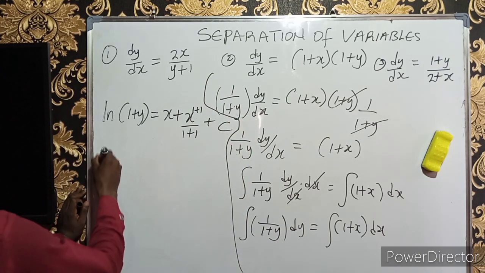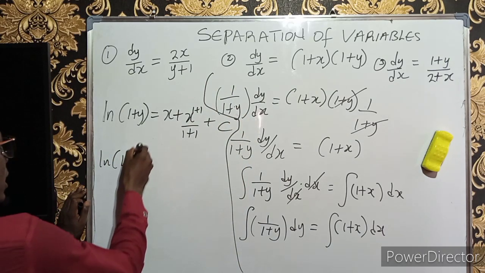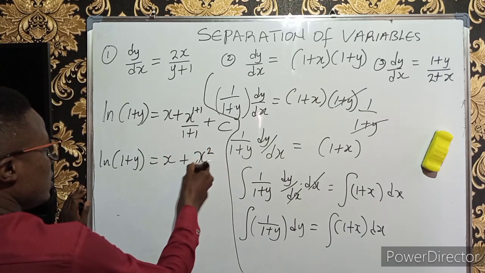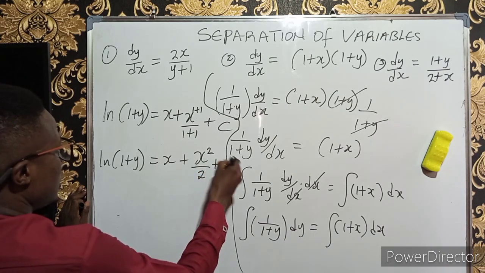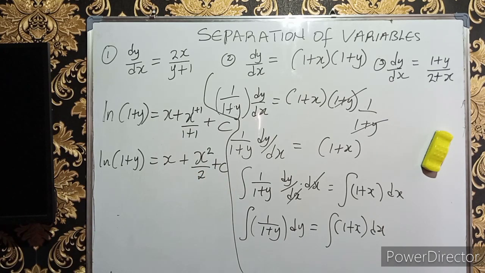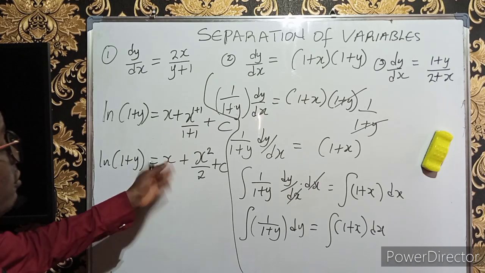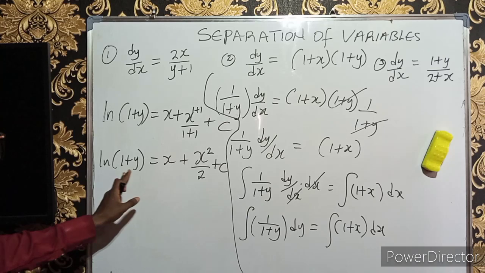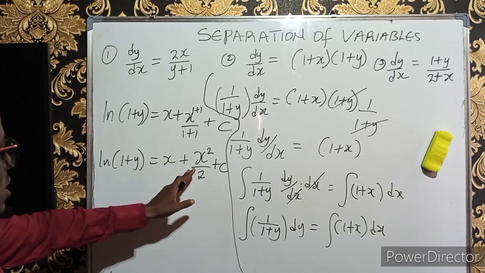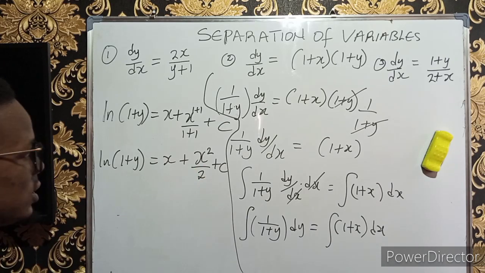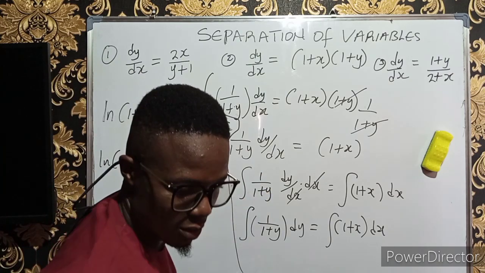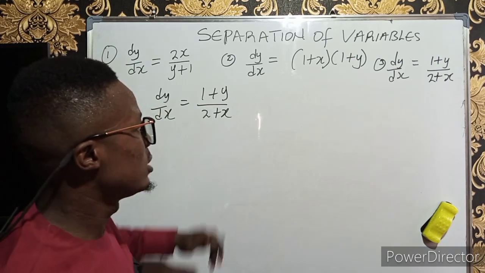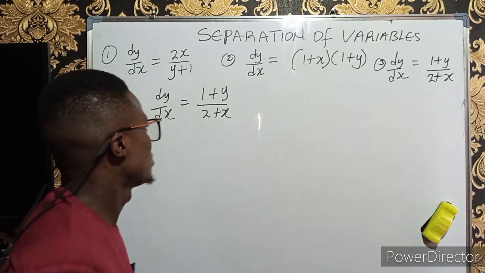Okay, so we still have ln(1 plus y) equals x plus, this is now x squared all over 2, plus c. Okay, so this is the solution to the given differential equation: ln(1 plus y) equals x plus x squared all over 2 plus c. So I will clean this to take the last question. We have dy over dx equals (1 plus y) over (2 plus x). That's the last question we'll have here.